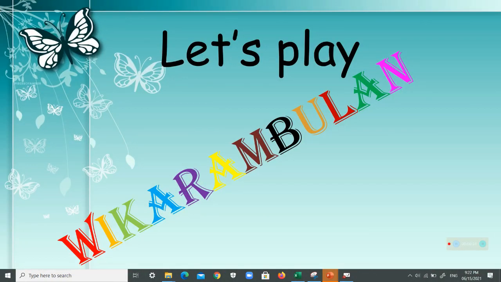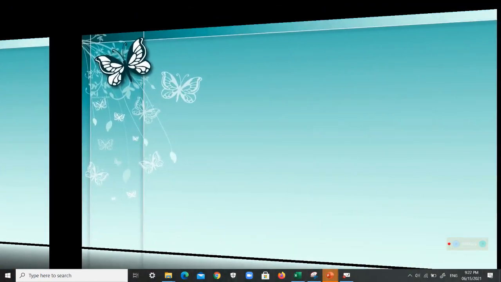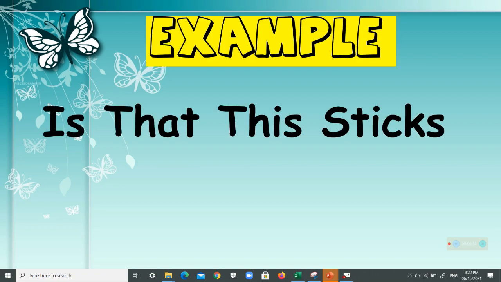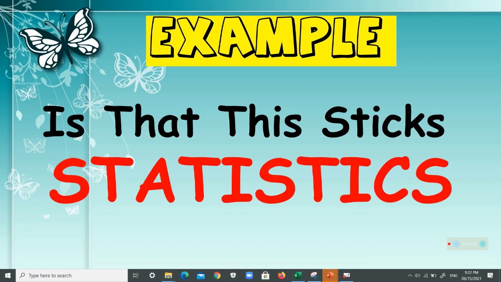So let's play first Wika-Rambulan. Are you familiar with that? If you are not familiar, let's have first an example. We have here these words and you are going to pronounce or read them based on your understanding, wherein the words that you are going to encounter are the words that we are going to have in our discussion during this topic. So what do you think is this? That's correct. We have here is statistics.